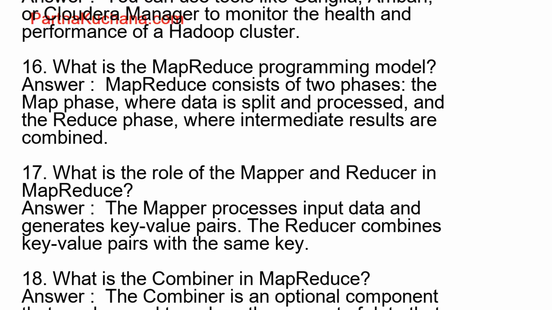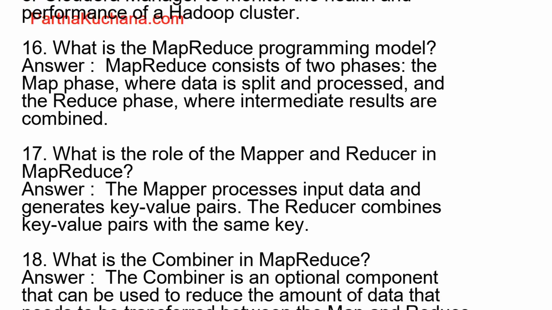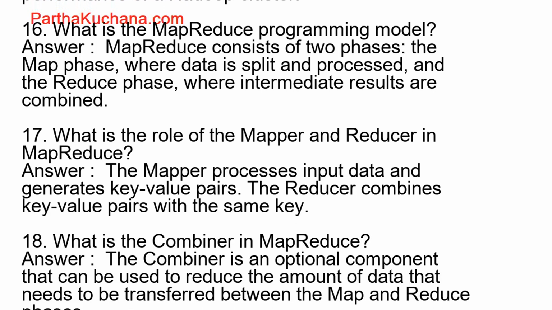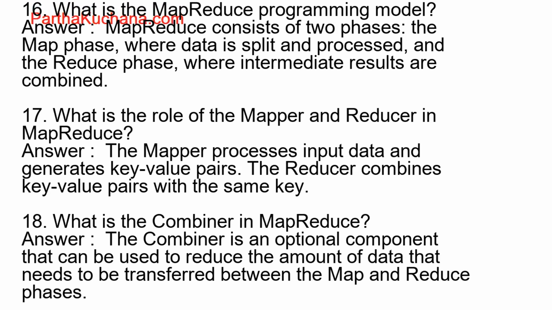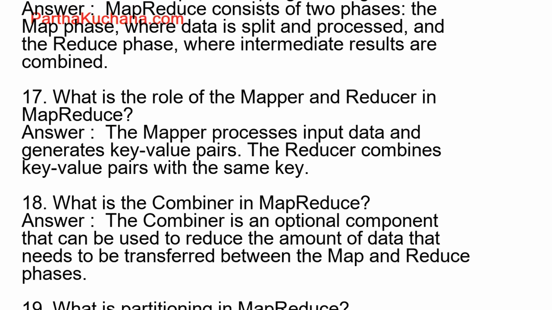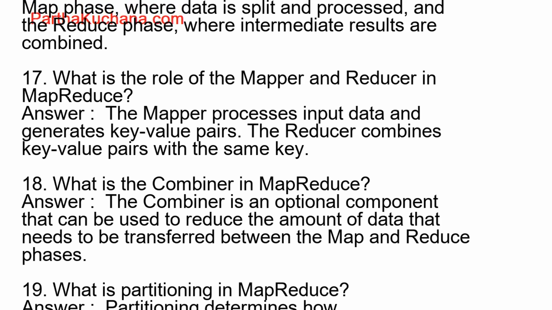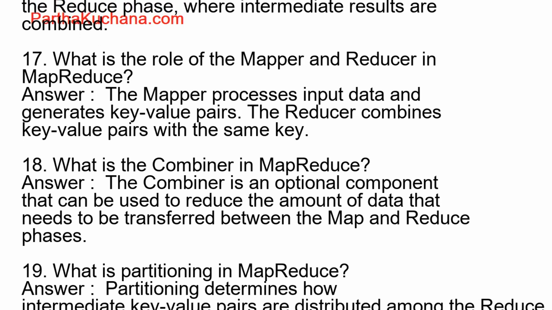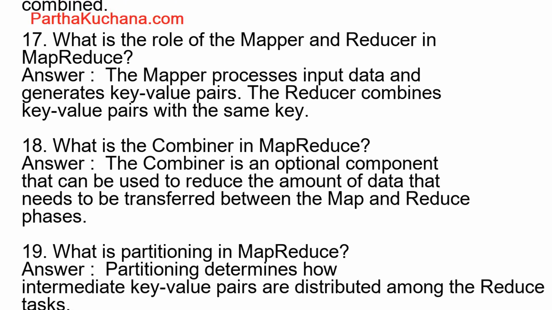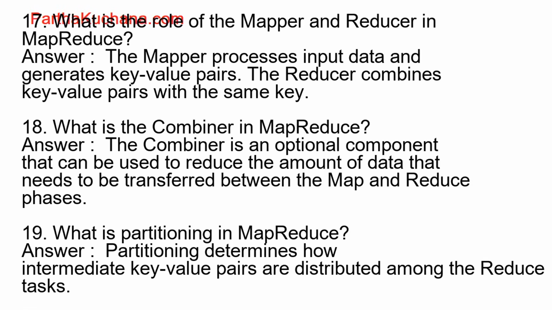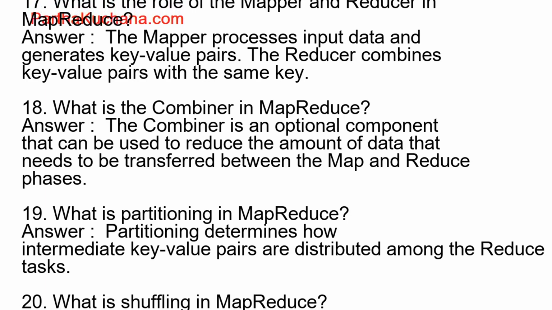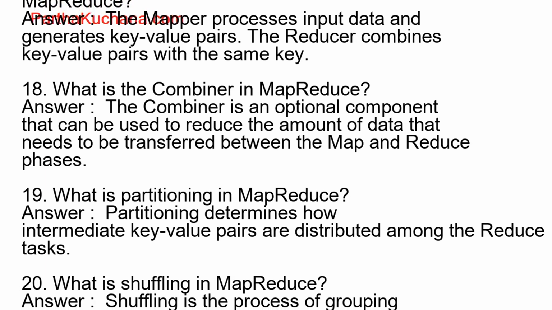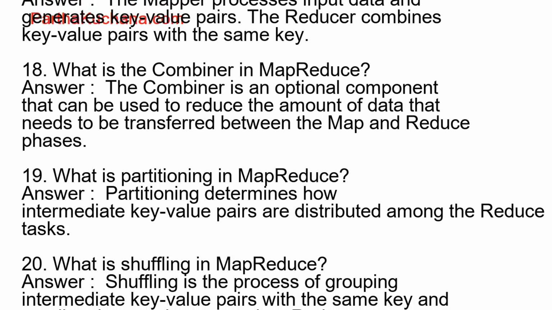17. What is the role of the mapper and reducer in MapReduce? Answer. The mapper processes input data and generates key-value pairs. The reducer combines key-value pairs with the same key. 18. What is the combiner in MapReduce? Answer. The combiner is an optional component that can be used to reduce the amount of data that needs to be transferred between the map and reduce phases.